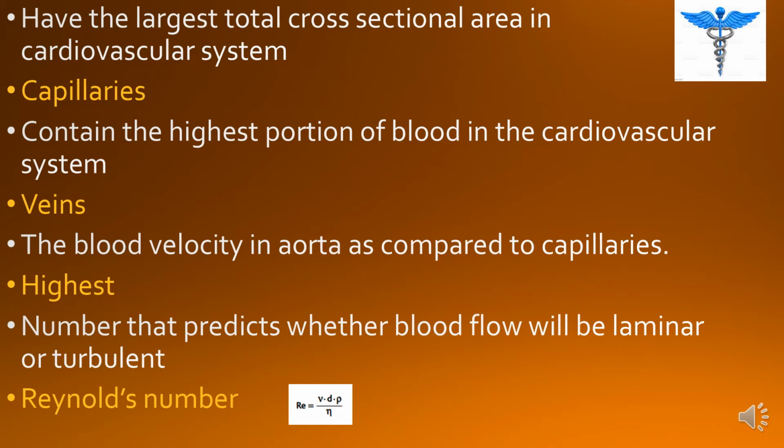Now if the Reynolds number is greater, has a greater value, then it means that the blood will flow in a turbulent manner, right? But if viscosity is increased, it means that the Reynolds number will decrease and the blood flow will be laminar. So a higher Reynolds number will predict turbulent flow, and a lesser Reynolds number will indicate the laminar flow of blood.